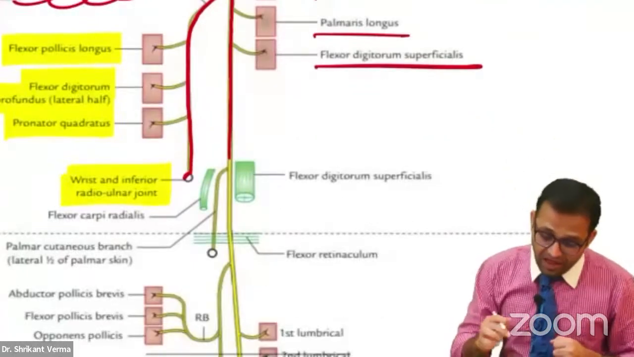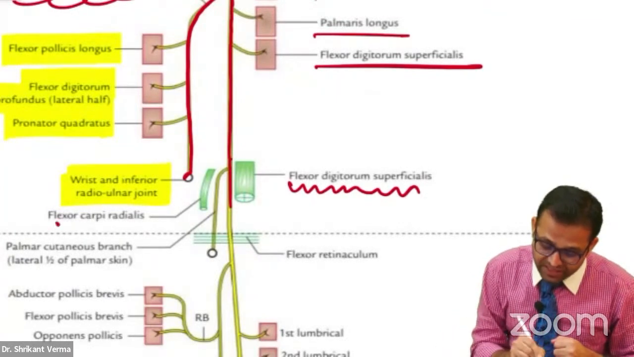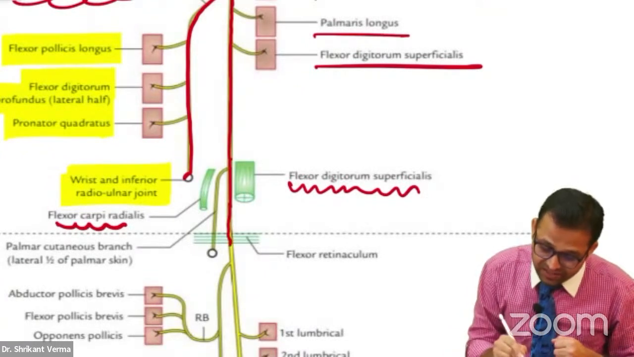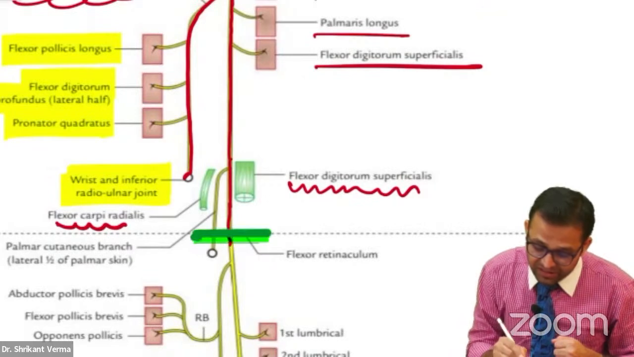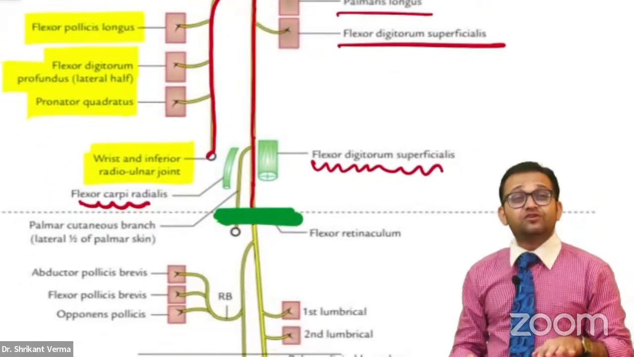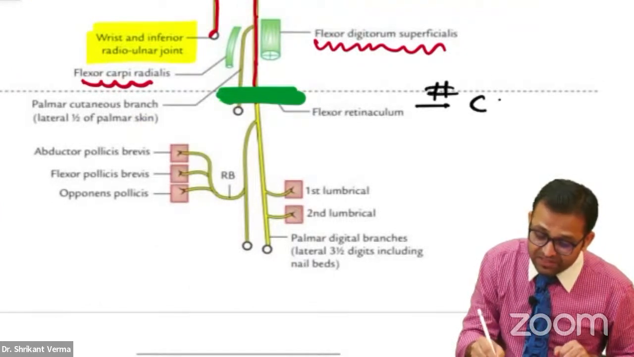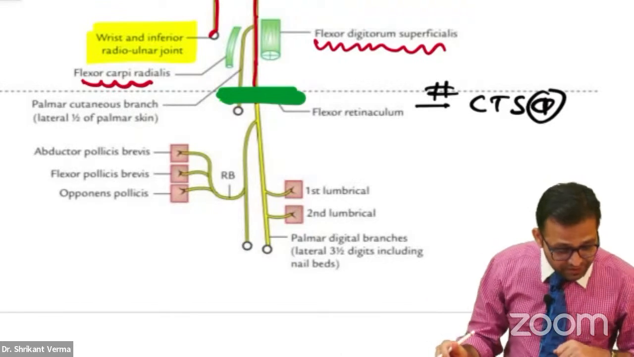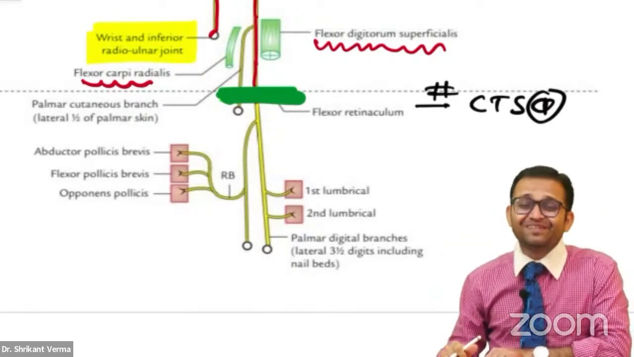Okay, sir. Now it runs in between the flexor digitorum superficialis and flexor carpi radialis, and then it runs deep to the flexor retinaculum, within the carpal tunnel. Remember, it runs deep to the flexor retinaculum within the carpal tunnel. So a very important question: if there is damage, there is carpal tunnel syndrome. Getting the point, beta? Okay. Yes, Varun, it will be very helpful for the revision of the clinical subjects also.